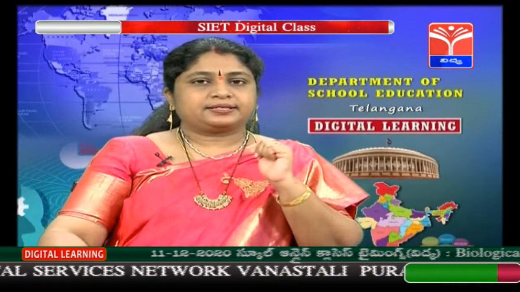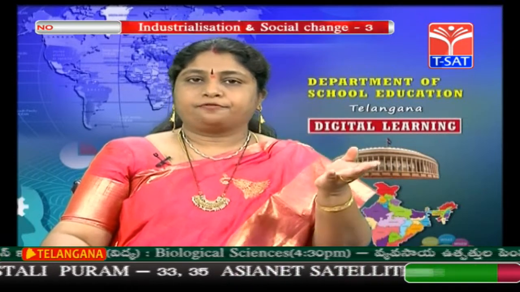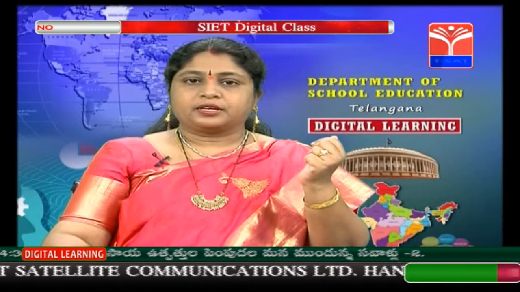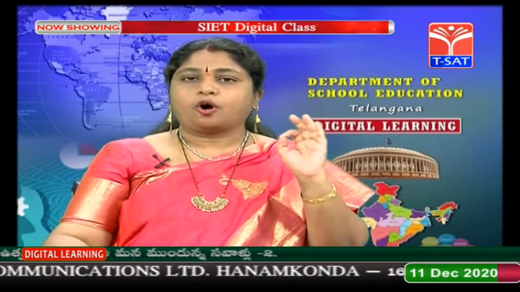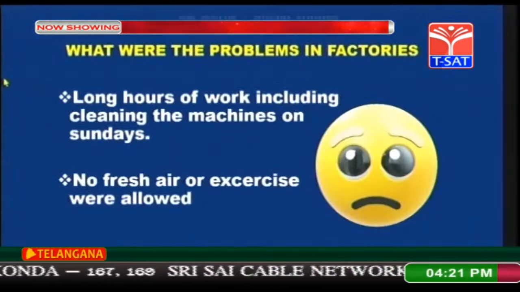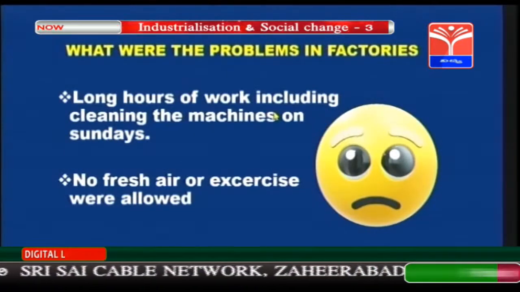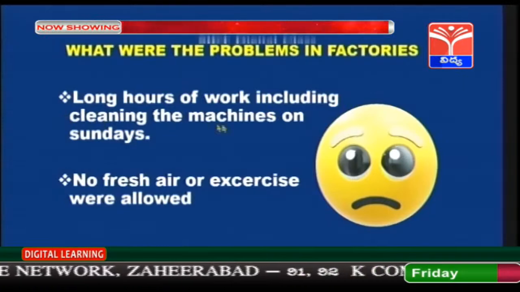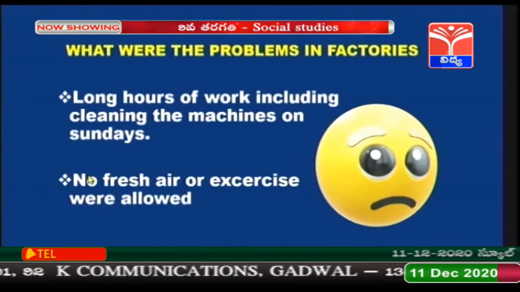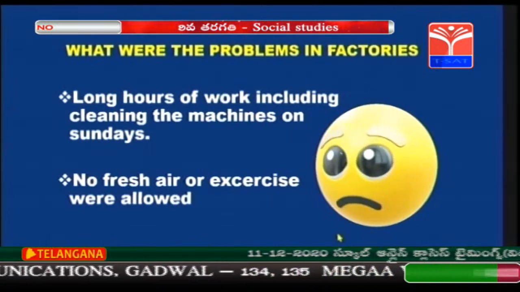But isn't it a horrible condition for the children? At the age of playing, they are working in the factories. Can you imagine? And the conditions were very horrible. What were the problems in factories? Long hours of work, including cleaning the machines on Sundays. No fresh air or exercise were allowed.